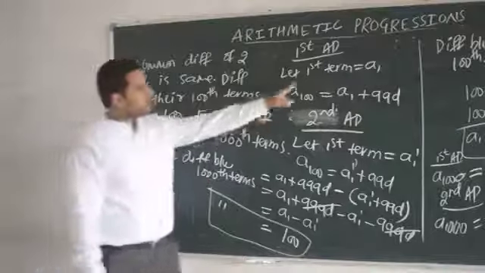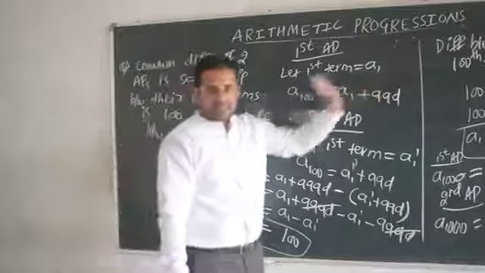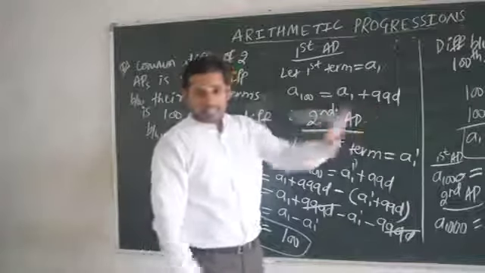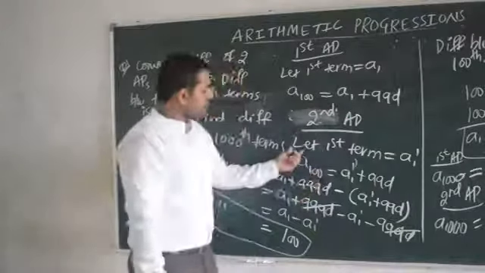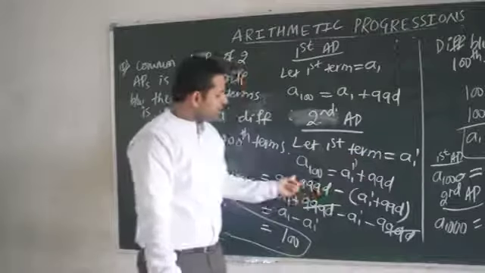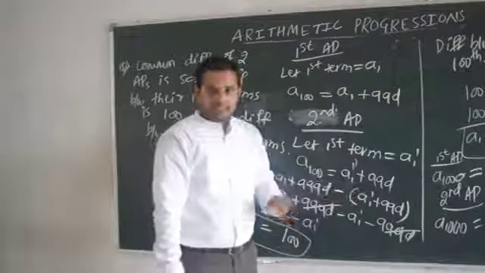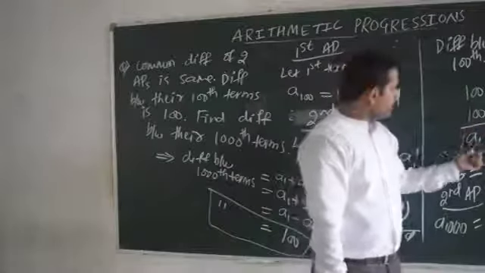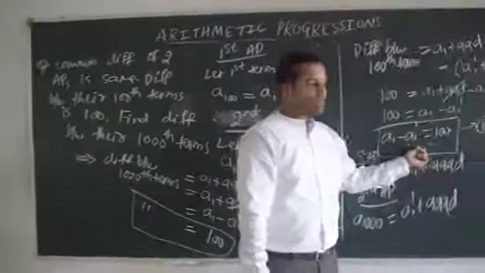That's it. Okay, so the first term of the AP is a1. What will be the 100th term? a1 plus 99d. Now for the second AP, the first term is a1 dash, and the 100th term will be a1 dash plus 99d. Now this is the difference. Whatever difference is there, that is 100. I have calculated this result: a1 minus a1 dash is 100.